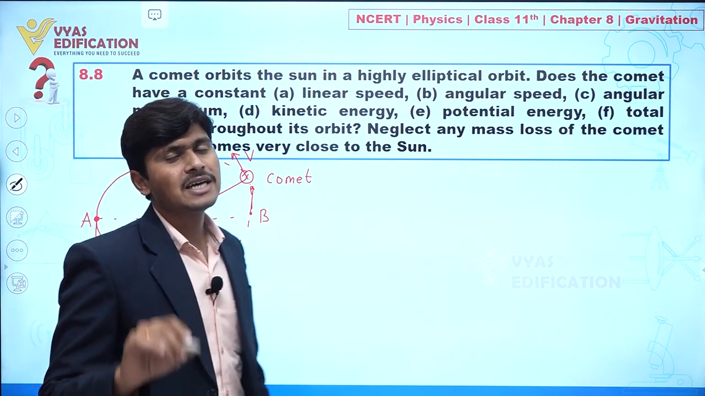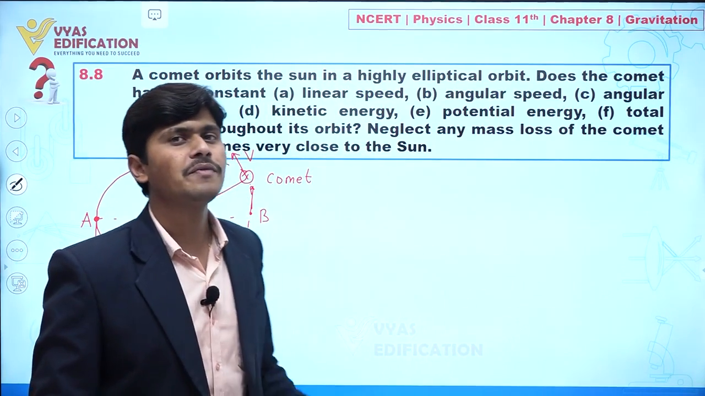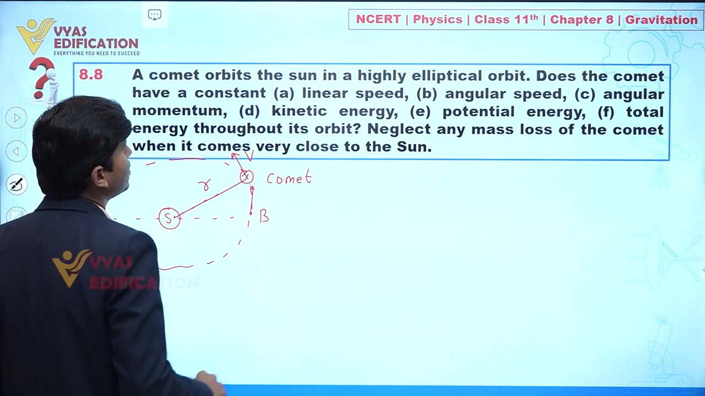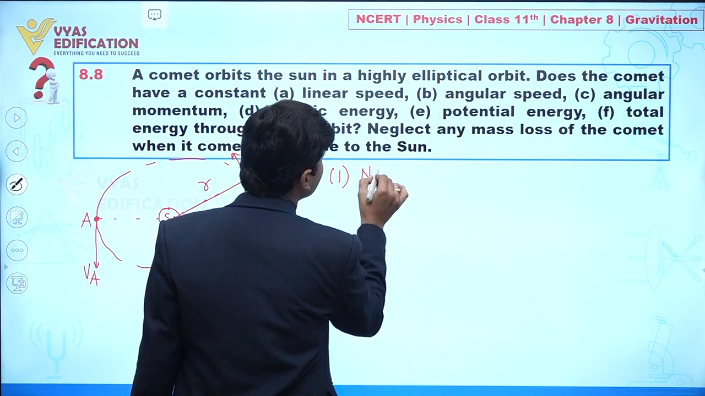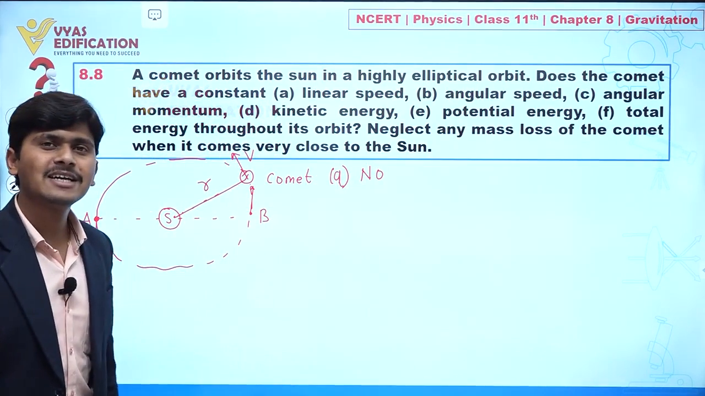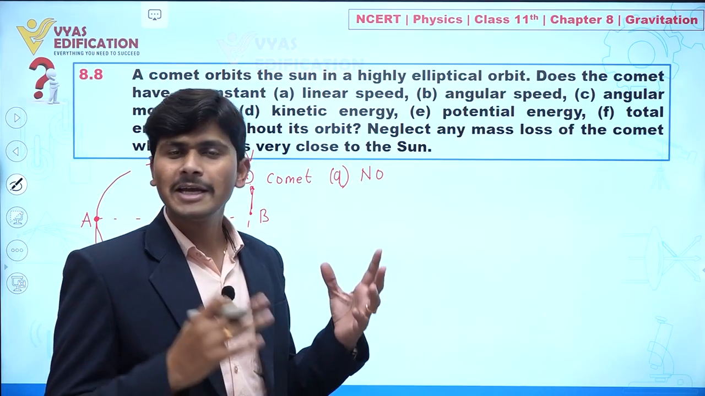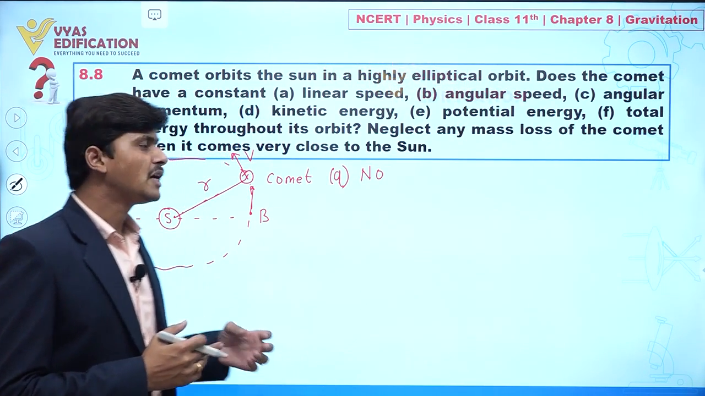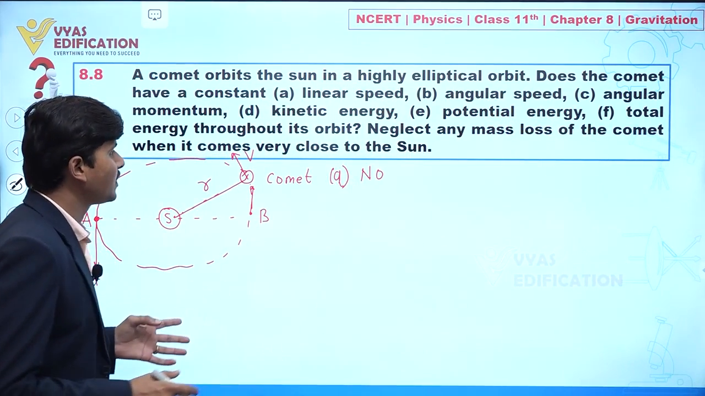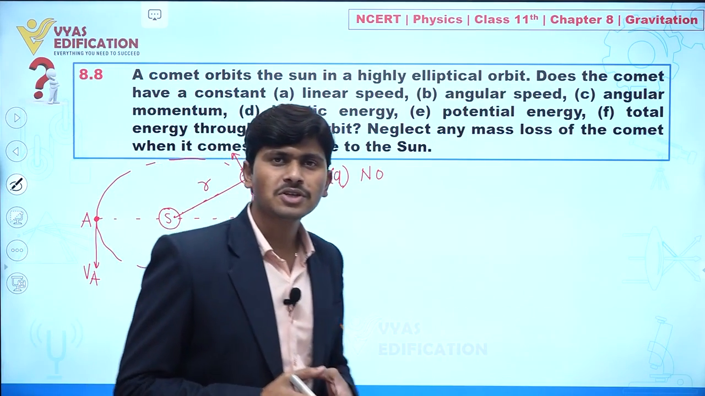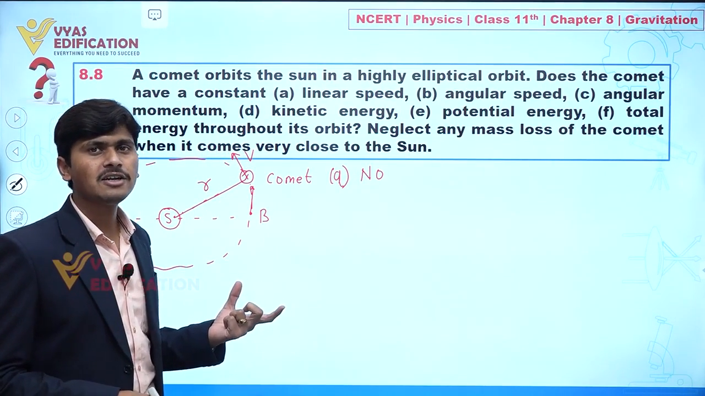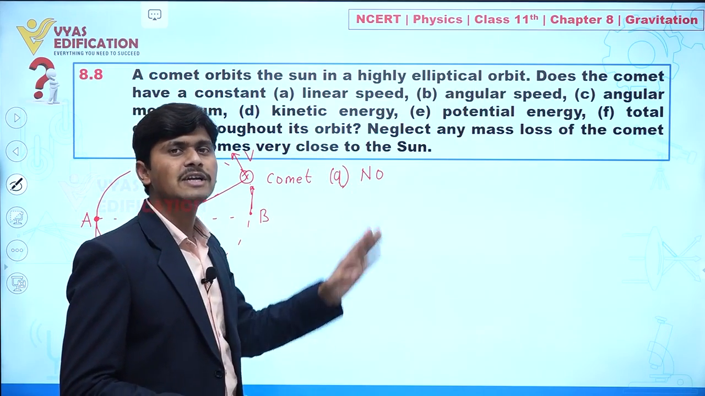It means at each and every point the velocity of the comet is changing. That's why the linear speed does not remain constant. So the answer of part A is no. The linear speed or linear velocity will not remain constant. Actually, if we are talking about velocity, the direction of velocity at each and every point is changing, but that is entirely different. If we are talking about linear speed, the magnitude of velocity is also changing. That's why the linear speed will not remain constant.